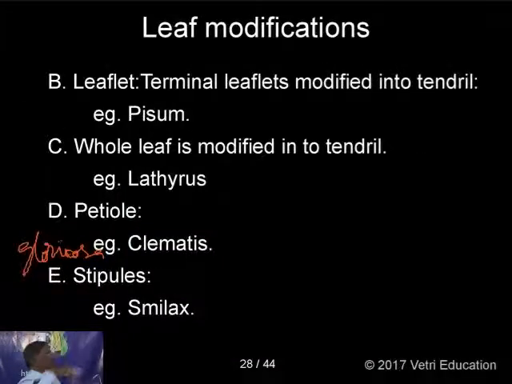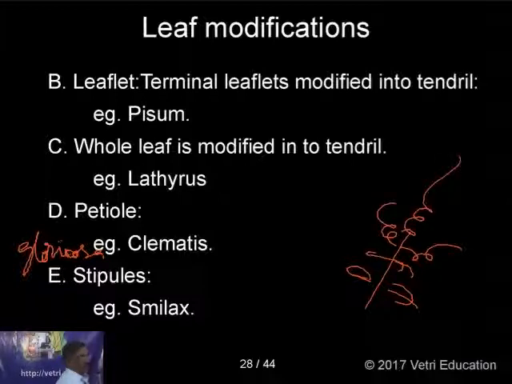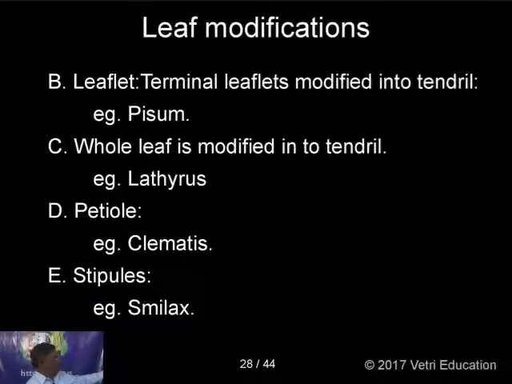The terminal leaflets may be modified into tendrils. Suppose you have a compound leaf: here you can have normal leaflets, and the terminal leaflets may be modified into tendrils in Pisum. And the whole leaf is modified into a tendril in Lathyrus. In Lathyrus, the whole leaf is modified into a tendril, whereas the stipules are modified into leaves. And the petiole in Clematis.